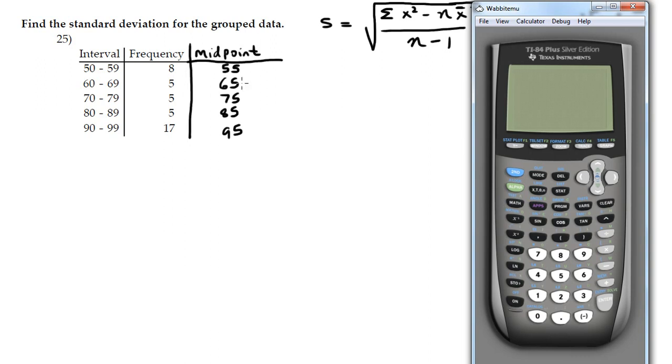Again, I have 8 55s, so I'm going to do 8 times 55. If you have a two-line display calculator, this will work really nicely. 8 times 55 plus 5 times 65 plus 5 times 75. It's better than saying 75 plus 75 plus 75 plus 75 plus 75. I'll just use 5 times 75 plus 5 times 85, and then 17 95s. Added all together, that's 3,180. So that's my numerator here.